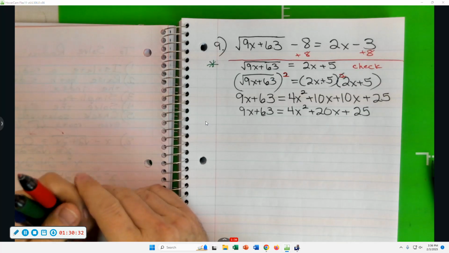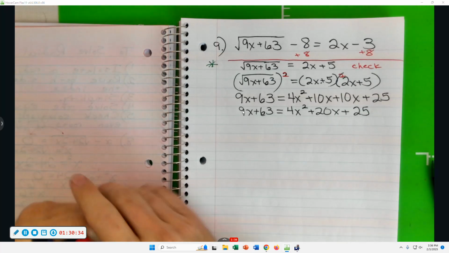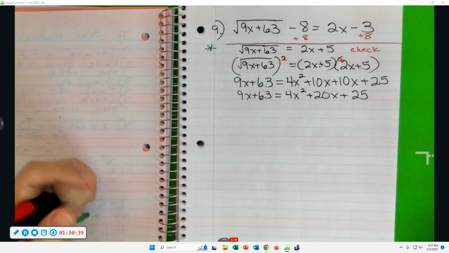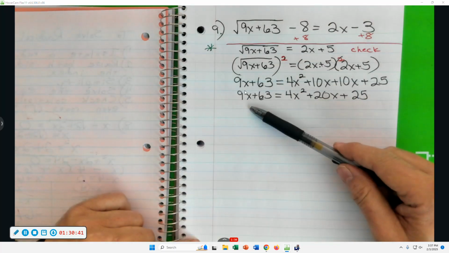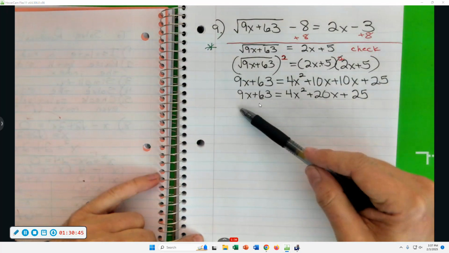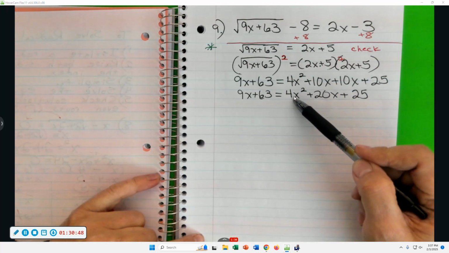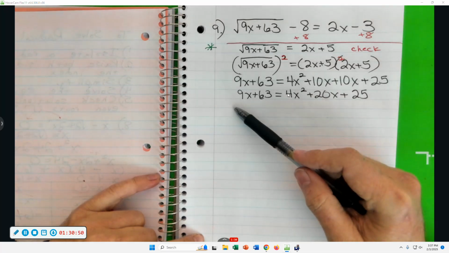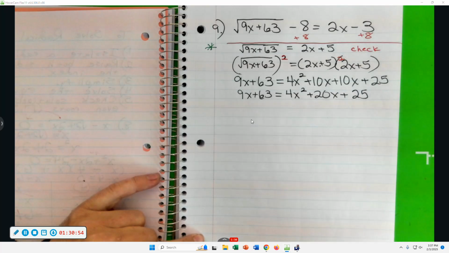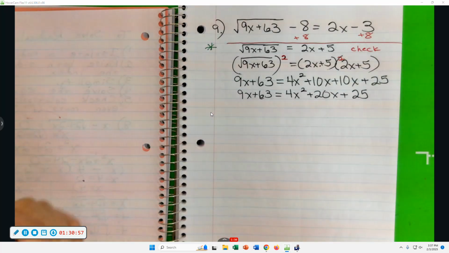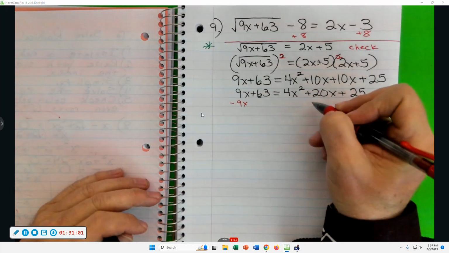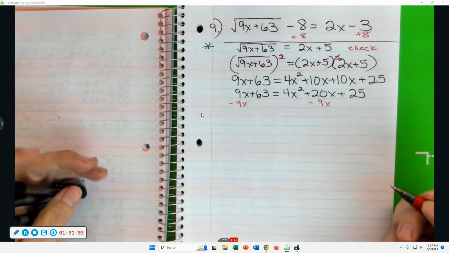Okay. Y'all caught up with me? Which side do y'all think we should get 0 on? Should I get 0 on the left side or on the right side? Left side. Look, I'm going to get it on the left side because if I try to move this 4x squared over, what am I going to get? A negative, and I don't want a leading coefficient that's negative. So I'm going to move the 9x. This problem's so messy, I'm trying to show steps that I don't normally show. So we'll subtract 9x from both sides.